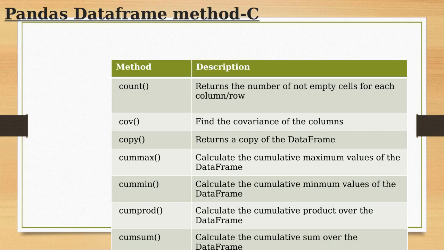Cummin function calculates the cumulative minimum value. It keeps track of the smallest value seen up to each row. Cumprod function calculates the cumulative product of values. Each value is multiplied by all the previous values in sequence.